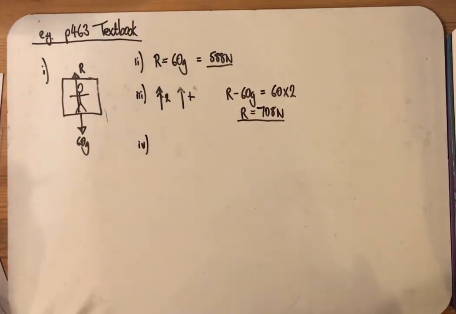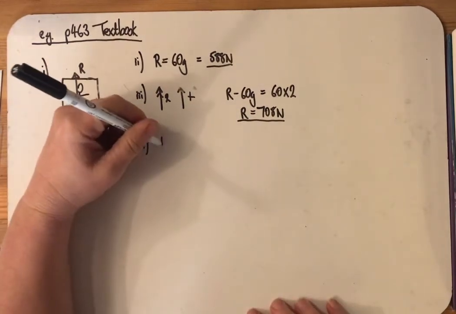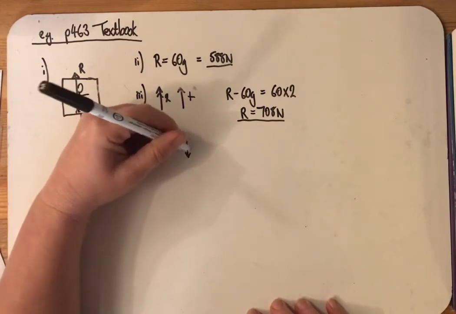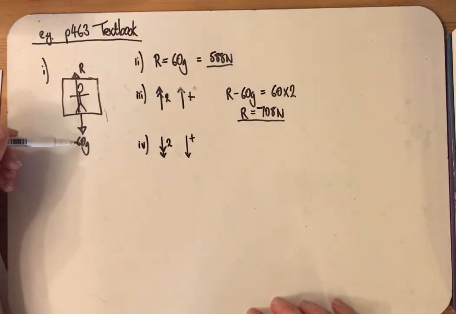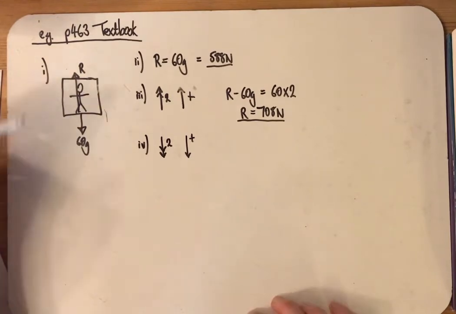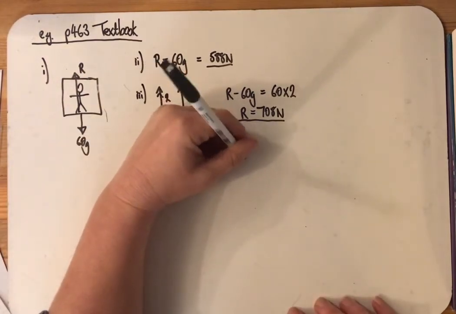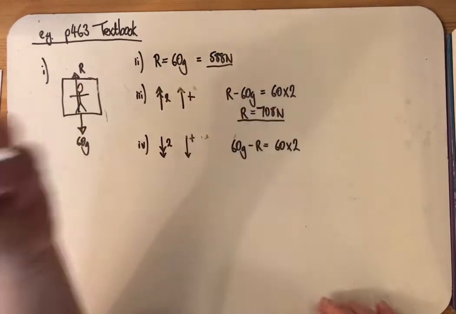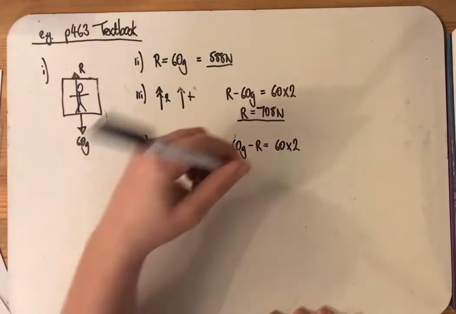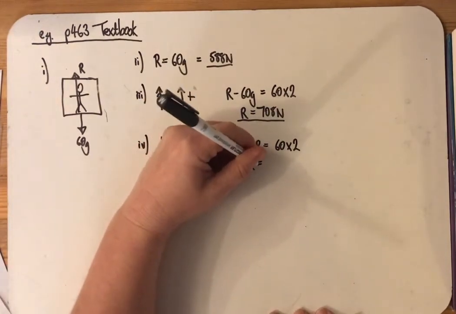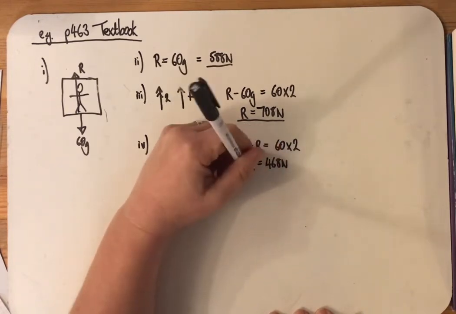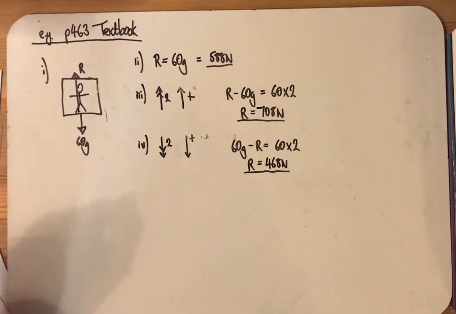And then part 4, the lift is moving downwards with an acceleration of 2 meters per second squared. So I would suggest you just swap everything around. So it's accelerating down. So if you take the positive direction down, then we've now got 60G minus R is equal to mass times acceleration. And that gives you a reaction force of 468 newtons. So you get less reaction force accelerating downwards.